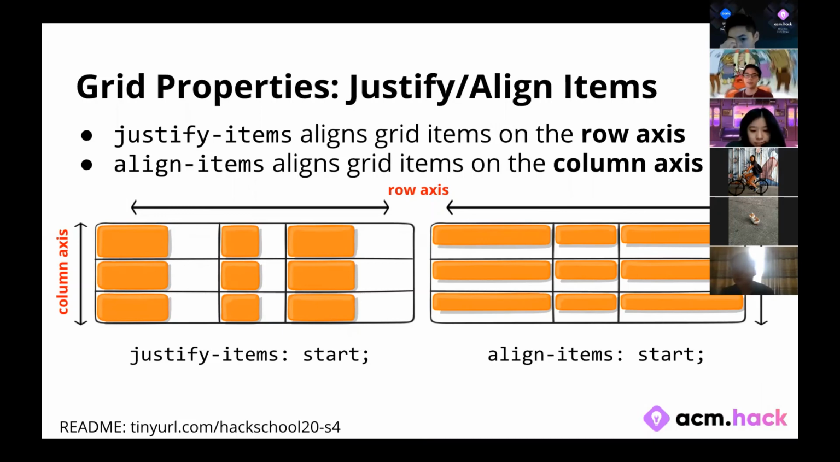So here I have an example of applying justify items start, row-wise, and align items start. On the left, you can see the result of doing justify items start. Everything is pushed to the left of its grid cell, and align items start will push everything to the top of its grid cell.